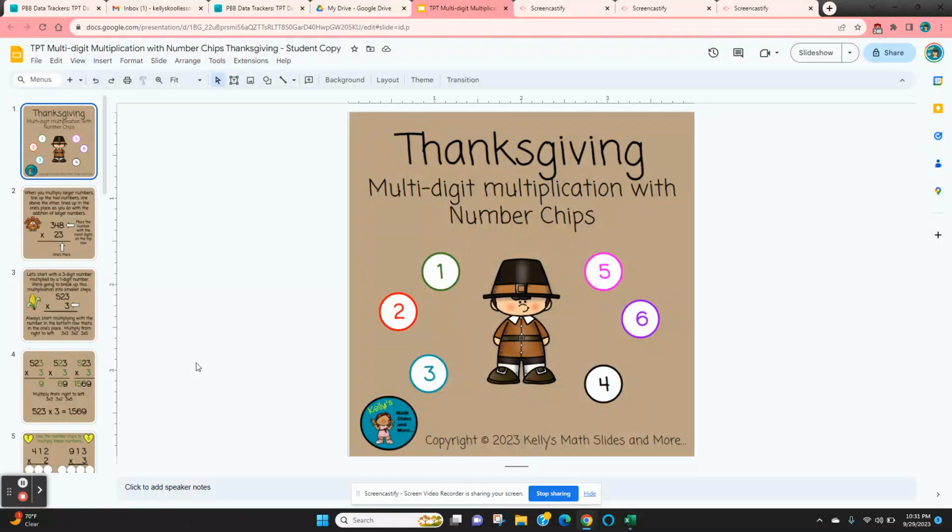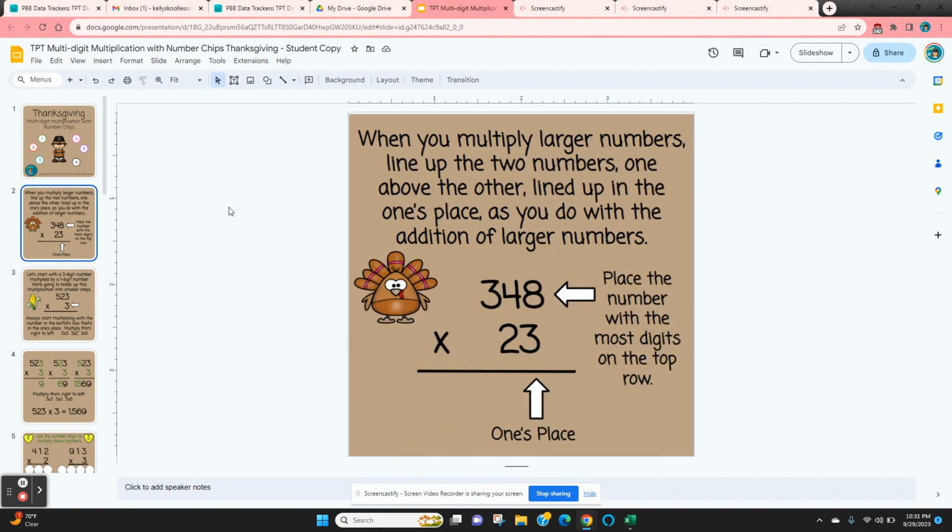Multi-digit multiplication with number chips. This is the Thanksgiving version, and this is a digital lesson. It's a lot of fun for the students. They get to move these chips around their screen. So it starts out explaining to the students how to multiply when you have the bigger numbers.